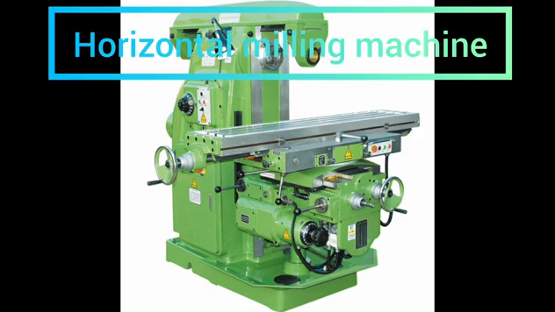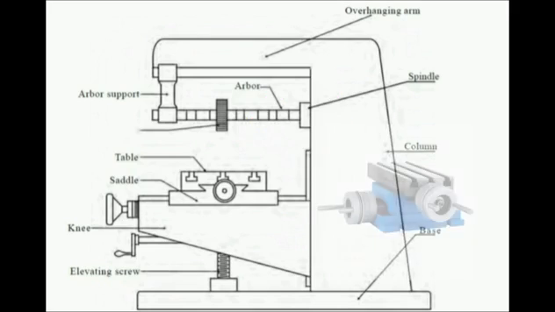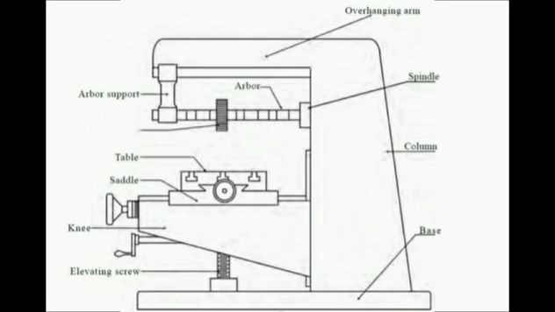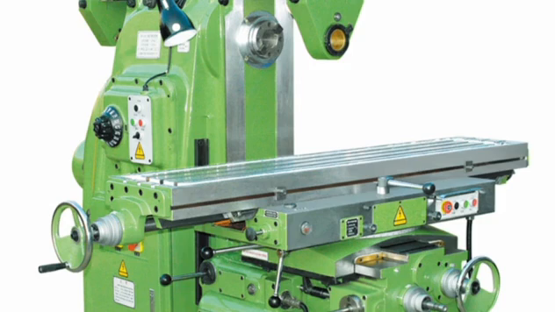Horizontal milling machines are identified by their horizontally oriented spindle parallel to the work table. Key features include a rectangular work table, an arbor for holding cutting tools, a vertical column, knee and saddle for movement, and an overarm support. Safety features, controls, and coolant systems may also be present.